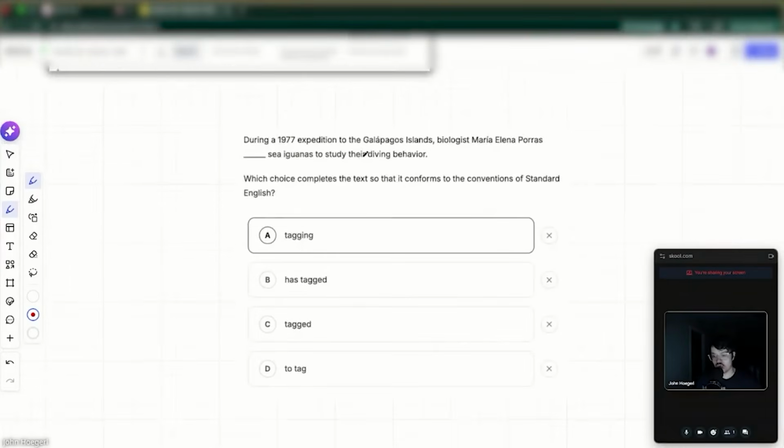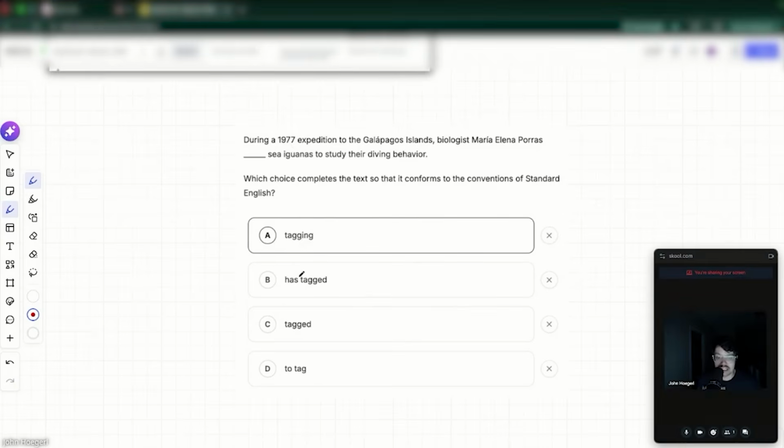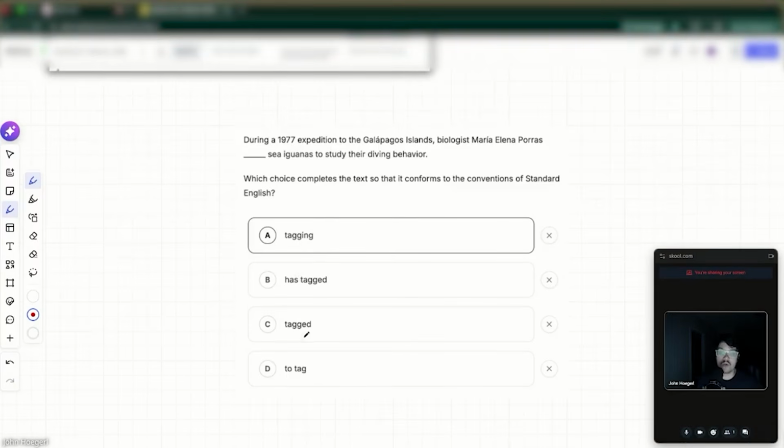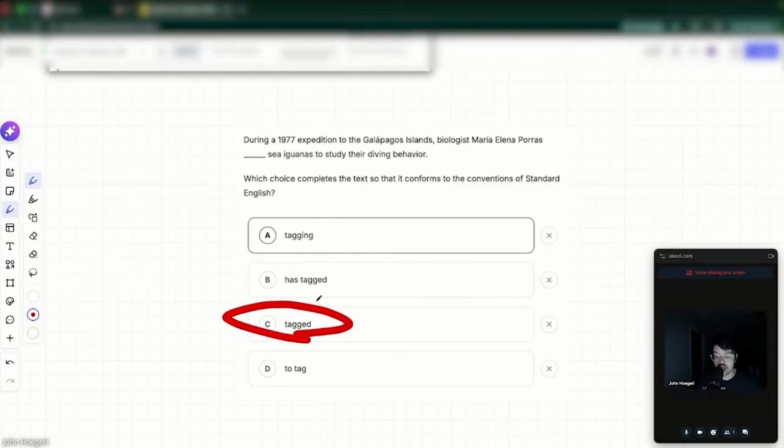Here's some examples. During a 1977 expedition to the Galapagos, biologist, the person, wants to study their diving behavior. During a 1977 expedition, that happened in the past. So we know it's something that is automatically in the past. It's not something that's still continuing on into the future or connected to the future anyway. So therefore, we just have to go for "tagged", just regular past tense.